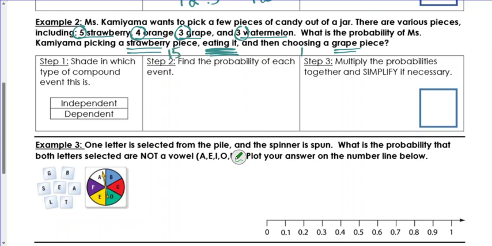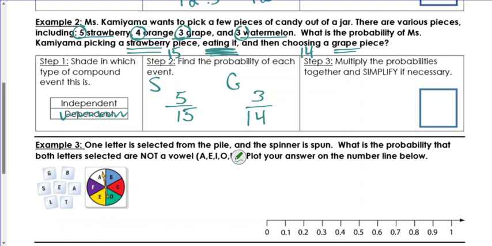Once we eat that one, there's now only 14 pieces of candy. That's what I mean when I say these are dependent events. The first one actually affects the second one. The probability has changed because we ate one of those pieces of candy. So these are dependent events. The chance that we pick out a strawberry is 5 out of 15. We ate that strawberry, and now we want to think about the chance that we get a grape. Well, there's still 3 grape in there, but not 15 total anymore. Now we're down to 14.